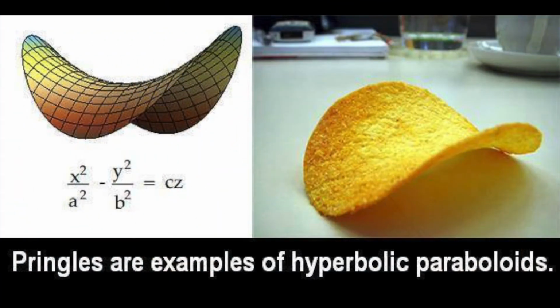The saddle shape allows for easier stacking of chips. This also minimizes the possibility of broken chips during transport. A hyperbolic paraboloid is an infinite surface in three dimensions with hyperbolic and parabolic cross-sections.